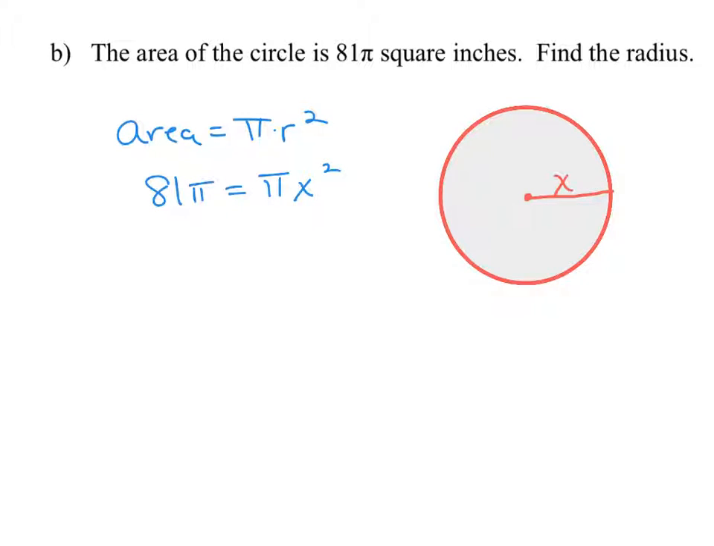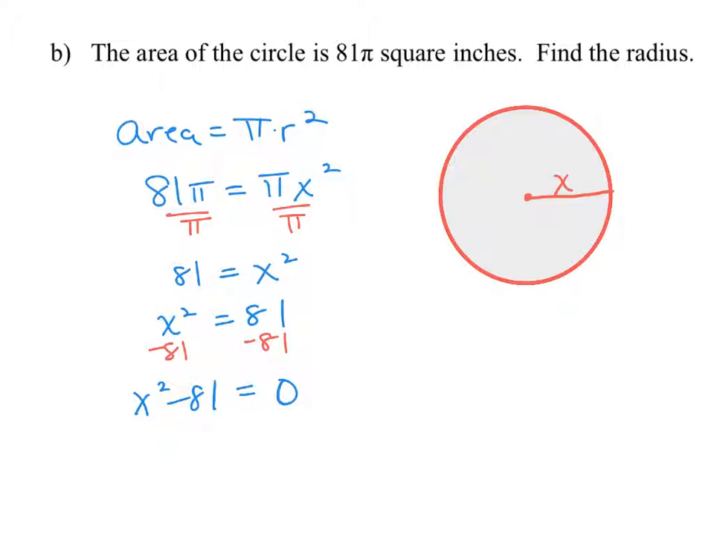We can simplify this equation by dividing both sides by pi, and we get 81 is equal to x squared, or we can write x squared is equal to 81. If we can get the equation to equal 0, we can use the zero factor property. So let's subtract 81 from both sides to get x squared minus 81 is equal to 0. Then by factoring, noticing that we have another difference of squares, the factors are x minus 9 and x plus 9 is equal to 0.